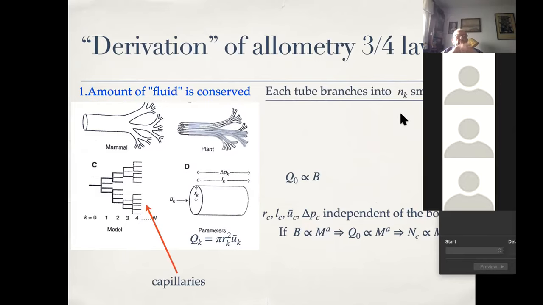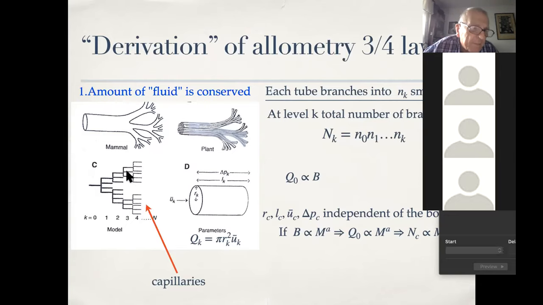So let's now do some more mathematics. Each of the tubes in my system branches into n_k new ones, and the number of those pipes on the level k I label as n_k. So at the level k, for example here, the total number of the branches is a product of the numbers from the first zero level to the level k. So in the zero level there were n_0 pipes, on the level one there were n_1, and on the level k there are n_k. So the total number of branches is capital N, which is a product of those.